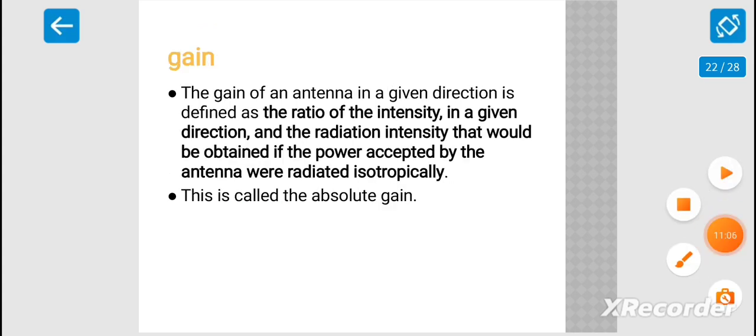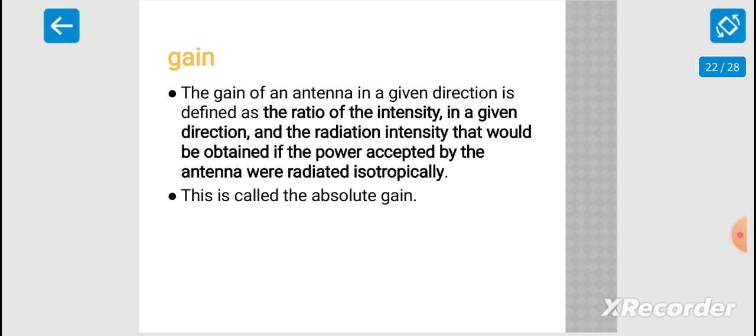Okay. Next, the gain. The gain of an antenna in a given direction is defined as the ratio of the intensity in a given direction to the radiation intensity that would be obtained if the power accepted by the antenna were radiated isotropically. This is also called absolute gain. The gain is denoted as G. G is equal to eta into D. Eta is the efficiency, D is the directivity, G is the gain.